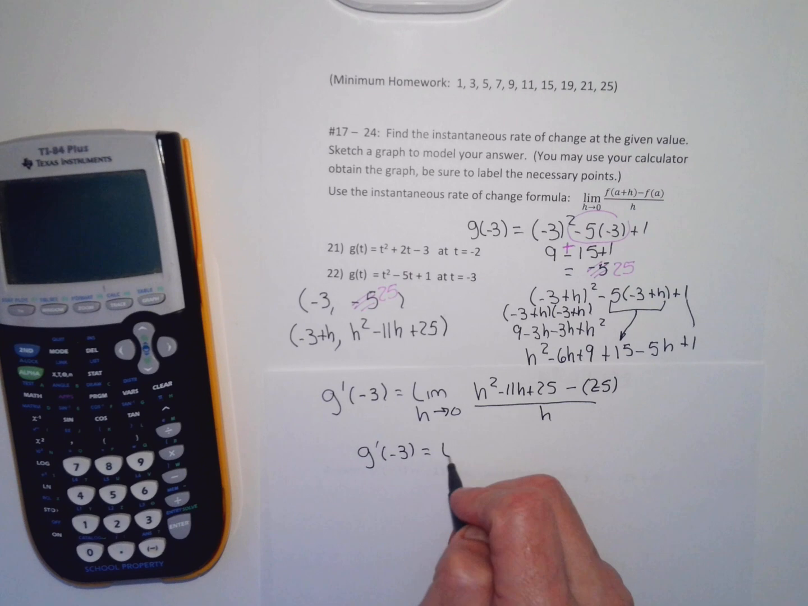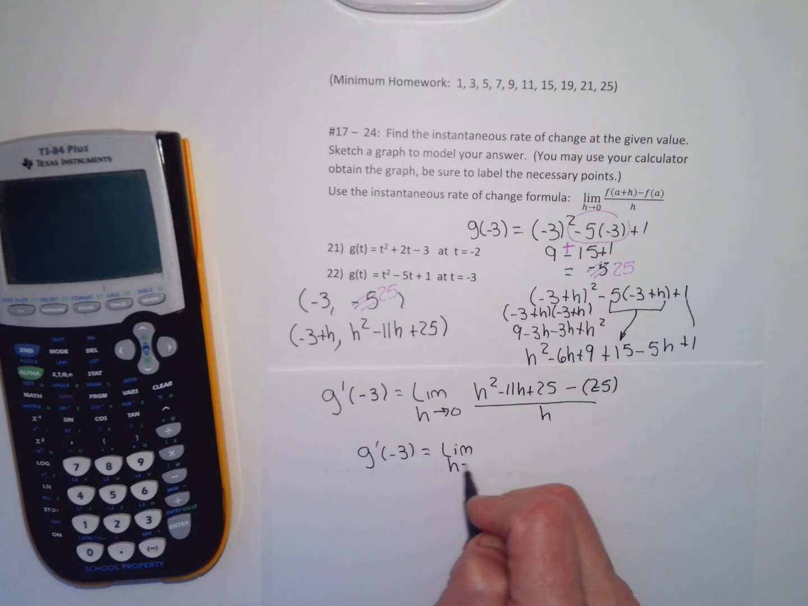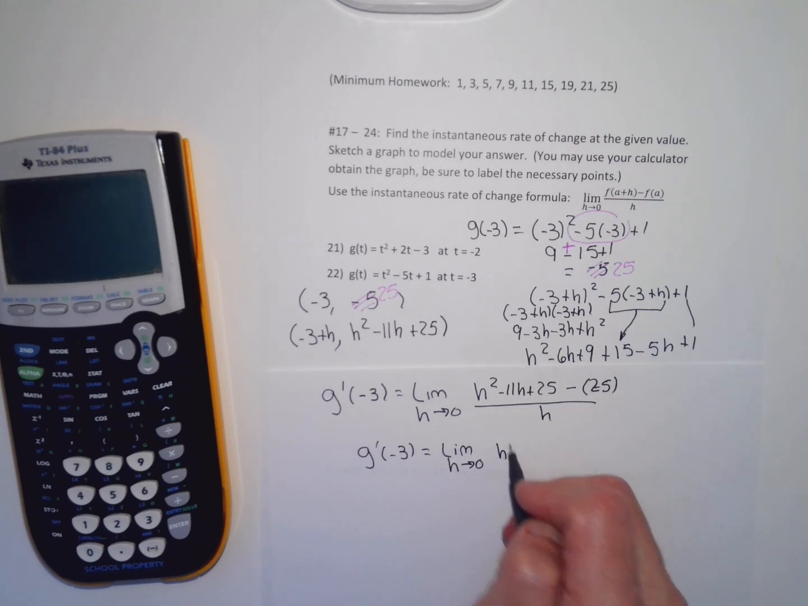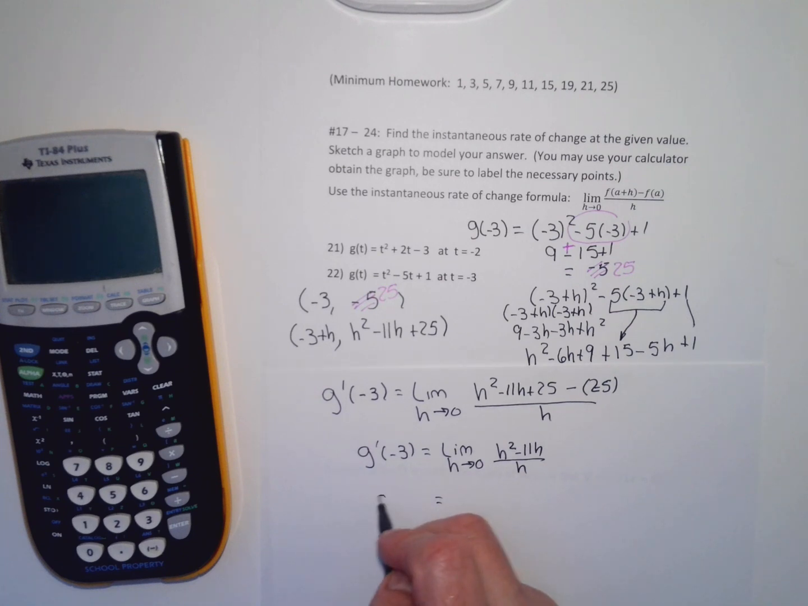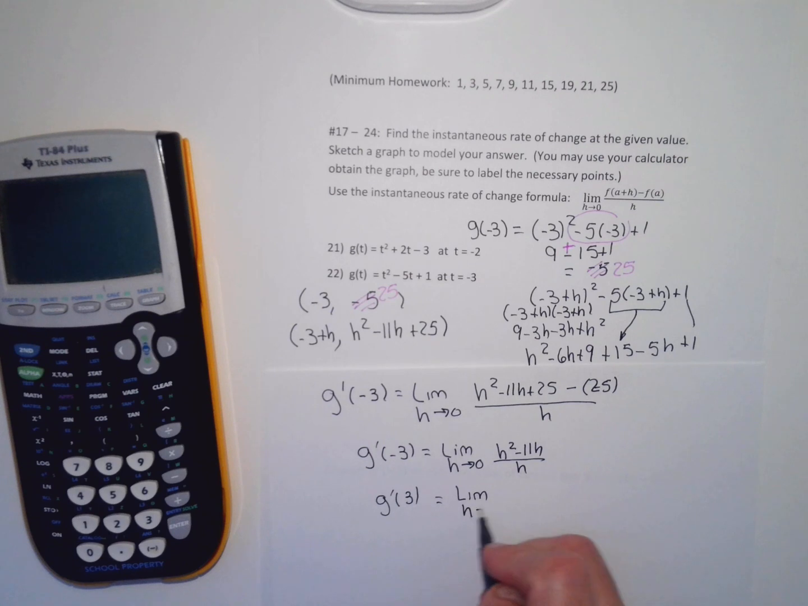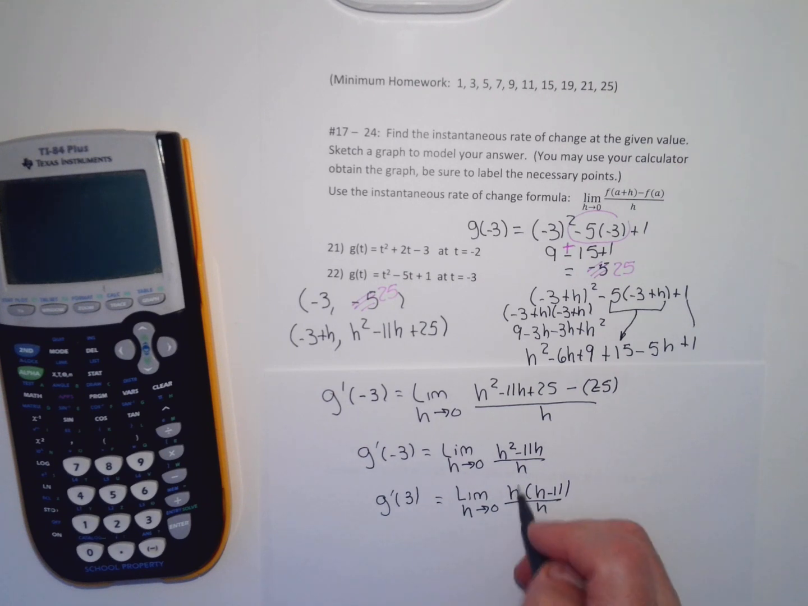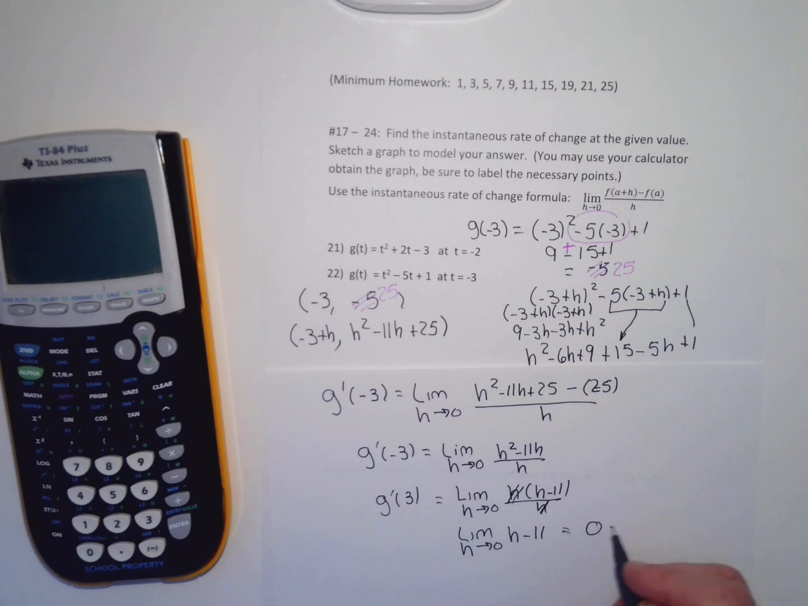When you get your points and you do the subtraction in the numerator, everything that doesn't have an h should cancel. So the 25s now are going to cancel. And now I'm able to factor out an h. And now I can cancel the h's and get the limit as h goes to 0 of h minus 11. Now I can plug in 0 and get 0 minus 11.